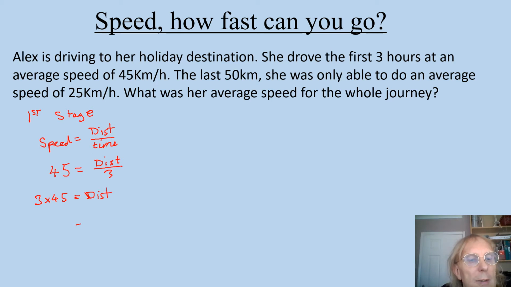So the distance is going to equal 3 times 45, 135 kilometers. So we now know all 3 parts for the first journey. We know the speed, we know the distance and the time. So let's look at the second stage of the journey.